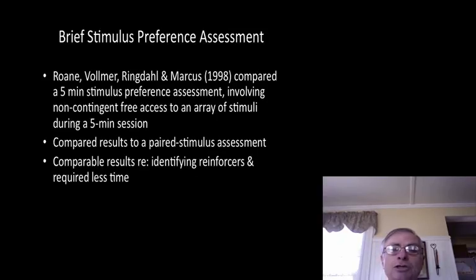And again, just like in the FBA studies, somebody wanted to decide, do you really have to do it and take such a long amount of time? So Roane, Vollmer, Tim Vollmer, Ringdahl and Marcus in 1998 compared a 5-minute stimulus preference assessment involving non-contingent free access to an array of stimuli during a 5-minute session. And they compared results to a paired stimulus assessment, and the results were basically identifying reinforcers and required less time. So they were able to identify the reinforcer, took less time, much like the FBA study where we were able to get it down to taking less and less time and doing it much more efficiently than we had done it before.